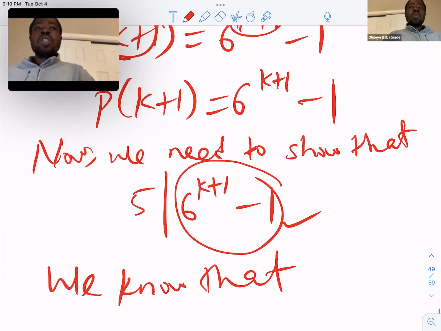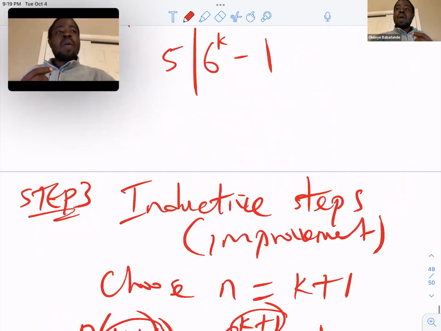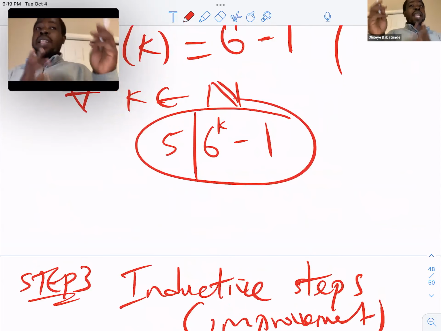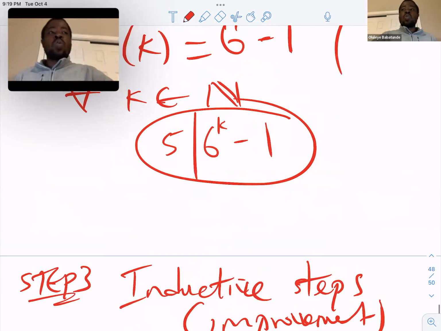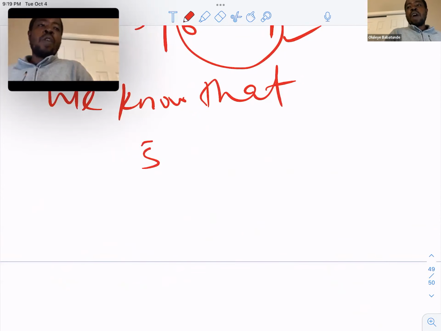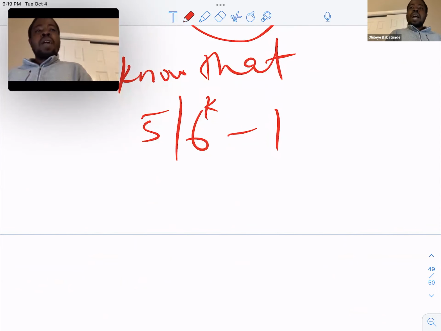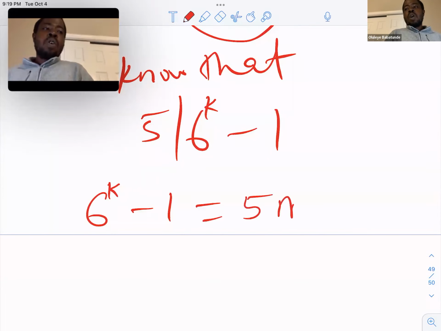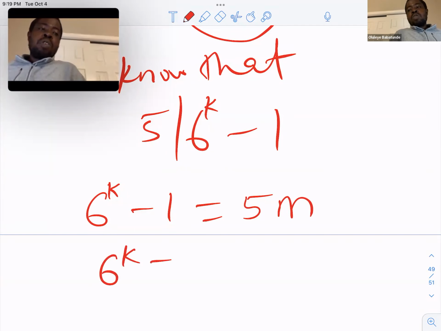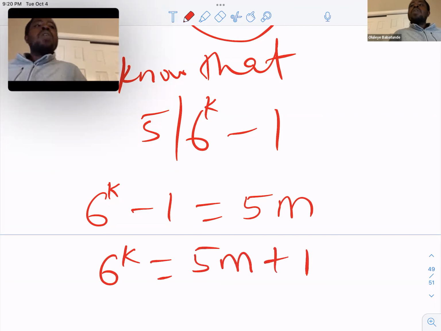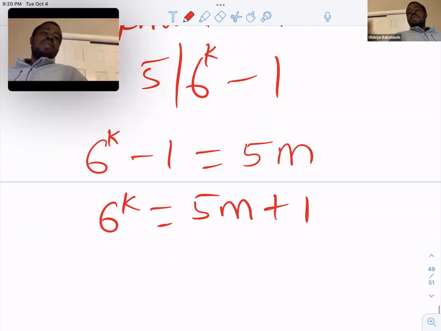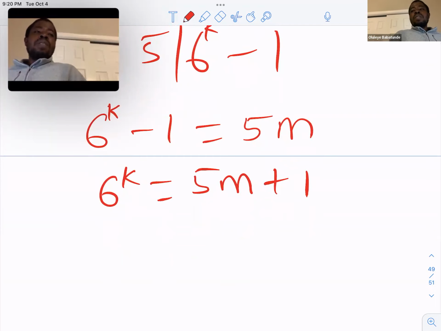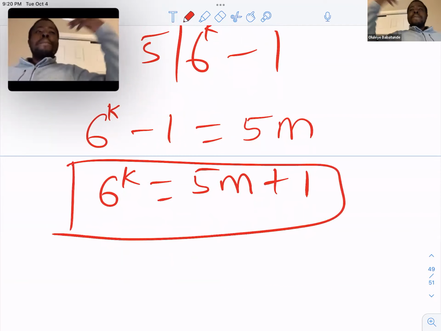But we know, sorry about that, we know already, according to the inductive hypothesis, that 5 always divides 6 raised to the power k minus 1. That means we can write 6 raised to the power k minus 1 as a multiple of 5. And that will make my 6 raised to the power k to be 5m plus 1. Okay, 5m plus 1. Now, this is a valid expression based on our assumption.